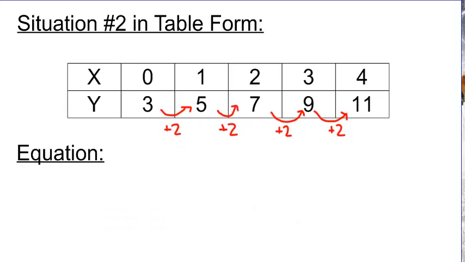In our second example, it's easy to see that in our table we're adding 2 each time. So we know that something happening to x we're going to be multiplying by 2. So go ahead and take a look, see if you can write your equation, and then when you're ready, click play again and look at the next slide to see if your solution is correct.